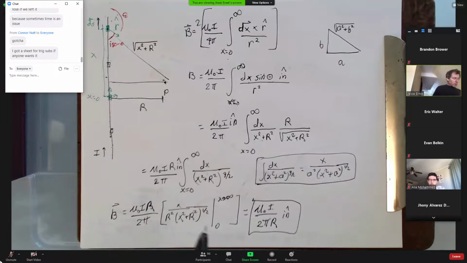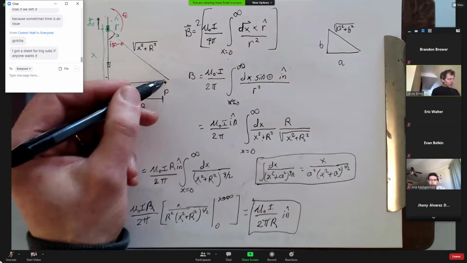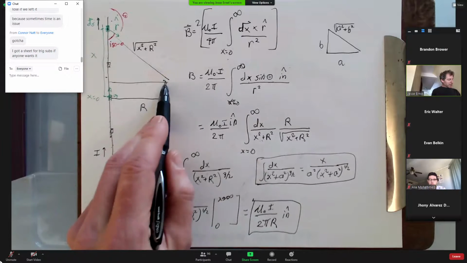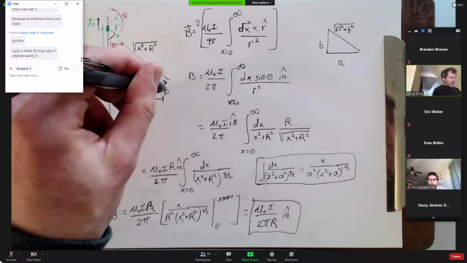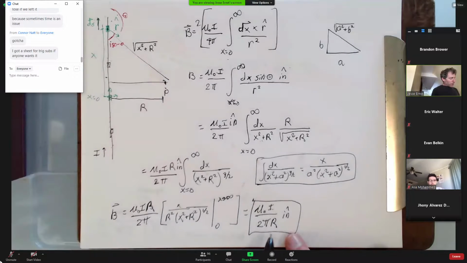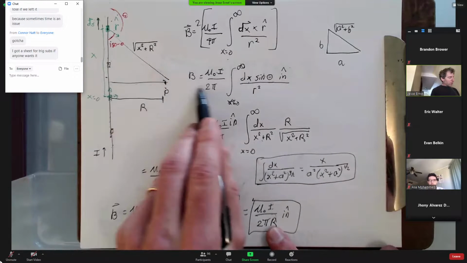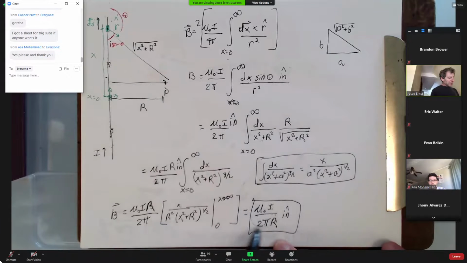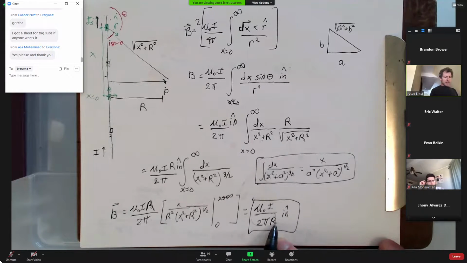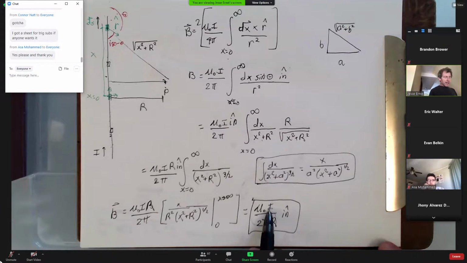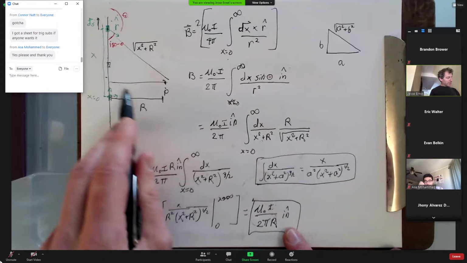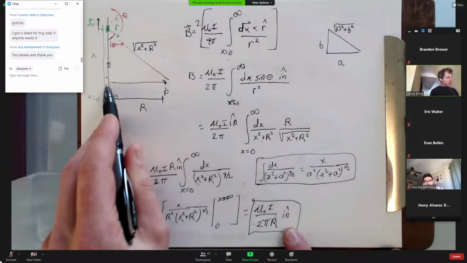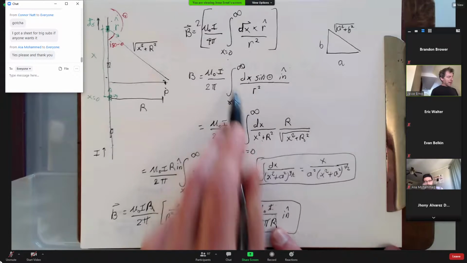So we derived that the B field here goes into the page, and it drops as 1 over your distance away from the wire. So it's a constant times 1 over r, and it increases linearly with current. It drops linearly with increasing distance and is into the page.